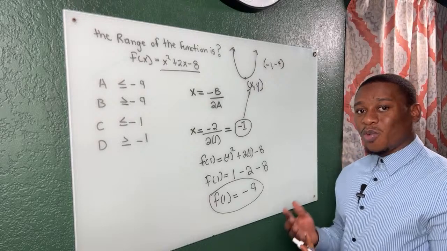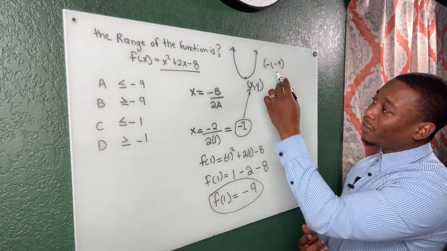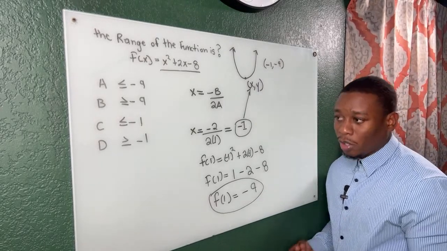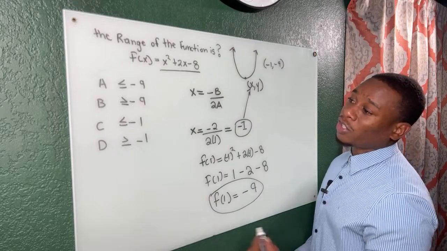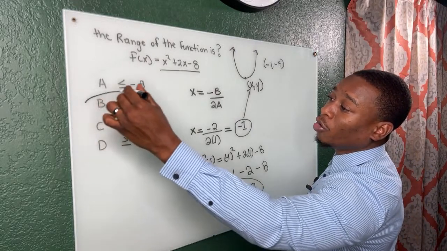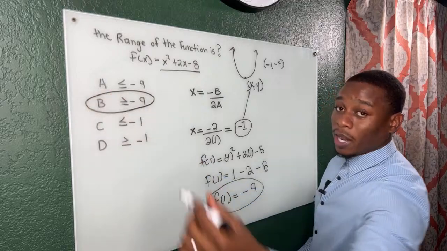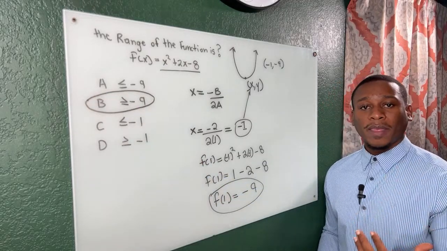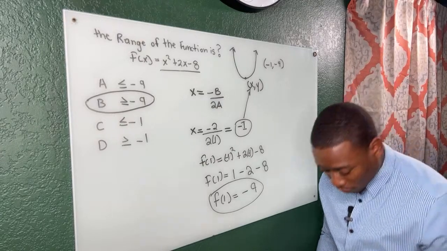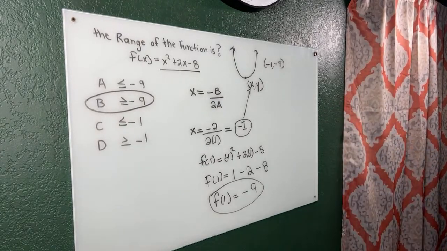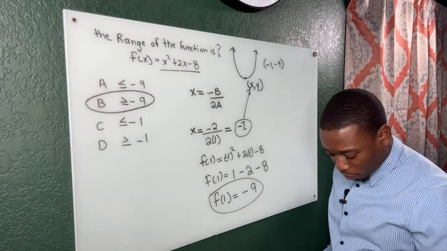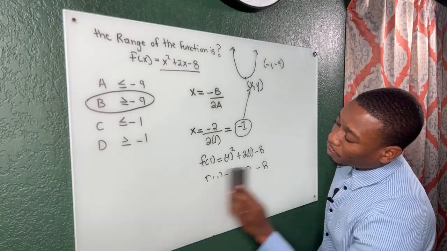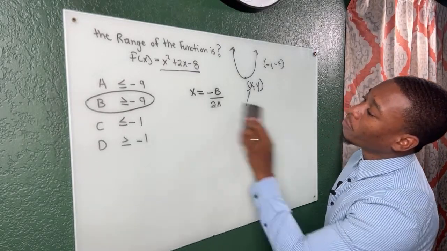And because it's opening up, we should know that our range, the y, is going to be greater than or equal to negative 9. Now let's say we go back, and there's another way that we wanted to solve this. How could we solve this another way? And the other way I'm going to show you is by completing the square, okay?